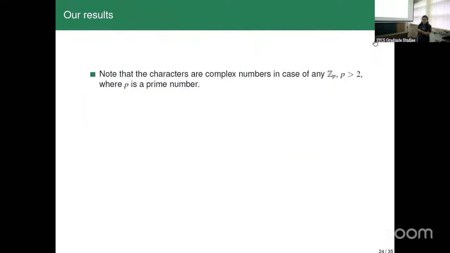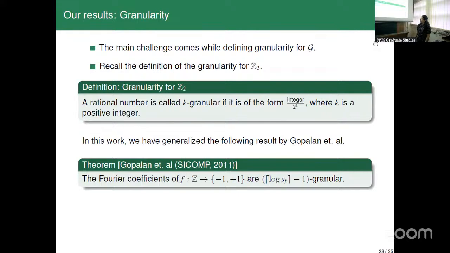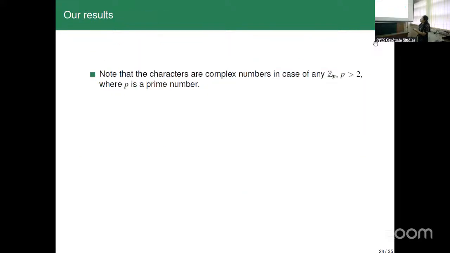So you have the Z_p, right? No, this is for, sorry, this is Z2. Sorry, Z2. You haven't yet stated your generalized result. No, I haven't yet stated. Now note that the characters are complex numbers over here, and so again, how can one define granularity over here?